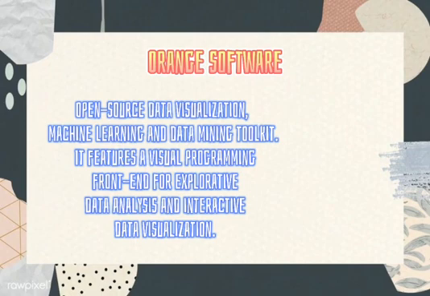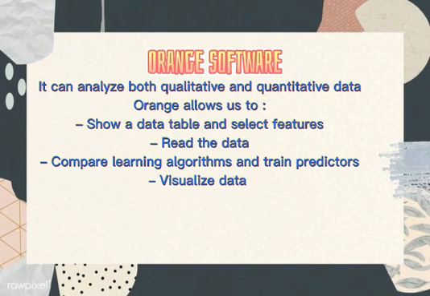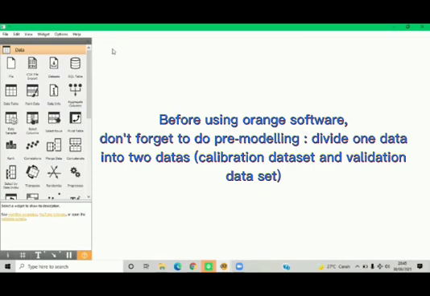What is the Orange software? Orange software is an open source data visualization, machine learning, and data mining toolkit. It features a visual programming front end for explorative data analysis and also interactive data visualization. Orange software can analyze both qualitative and quantitative data. Orange allows us to show a data table and select features, read the data, compare learning algorithms and train predictors, and also visualize the data. In chemometric, we can use the Orange app to analyze the data.